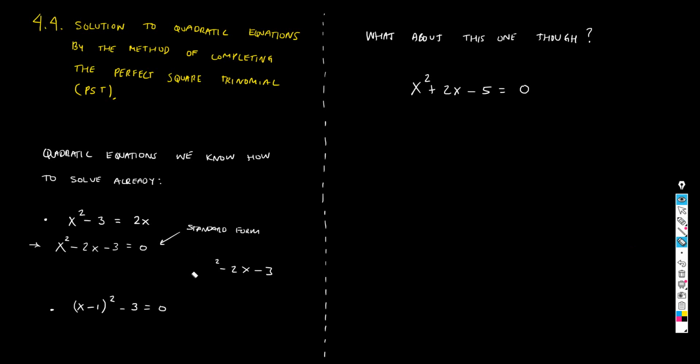So the standard form means having the quadratic equation with a 0 on one of its sides, usually the right side, and the other side contains the quadratic expression in this way: quadratic term, and then the linear term, and then the constant term. When you have it like this, we call this the standard form of the quadratic equation. It has to look like this exactly.